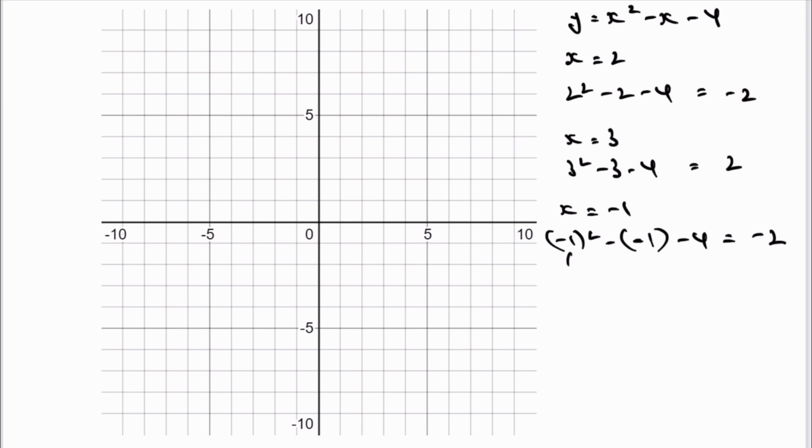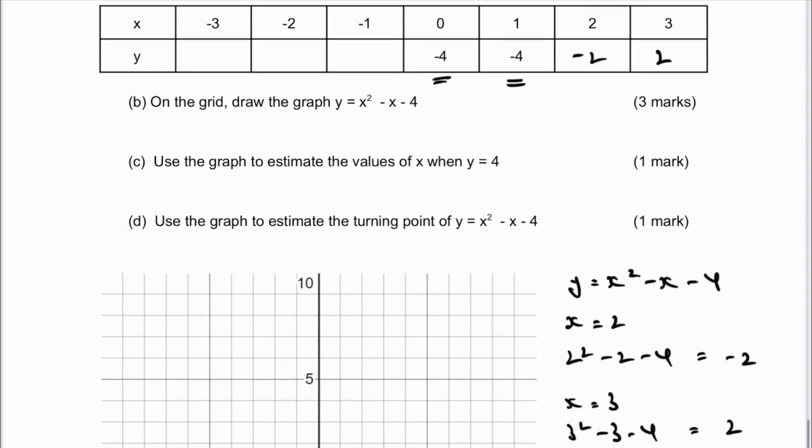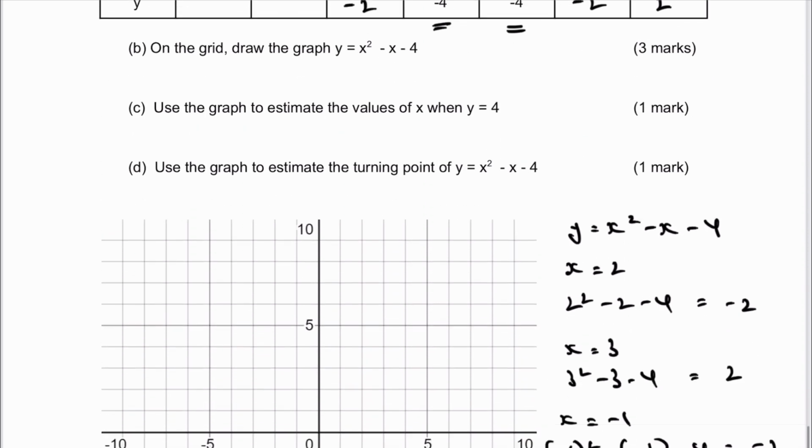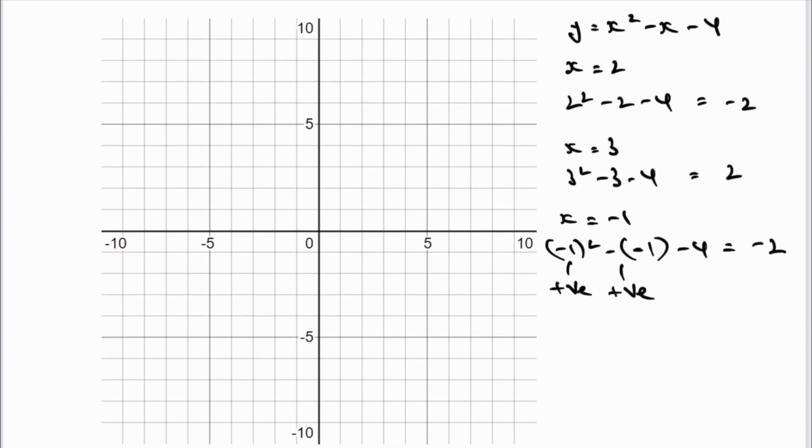So this is going to be a positive value and this is also going to be a positive value. So just be very careful about that. Okay, so I know that y is going to be minus 2 when x is equal to 1. So here's minus 2 in there. Okay, and we're going to do the same for the final 2 questions.